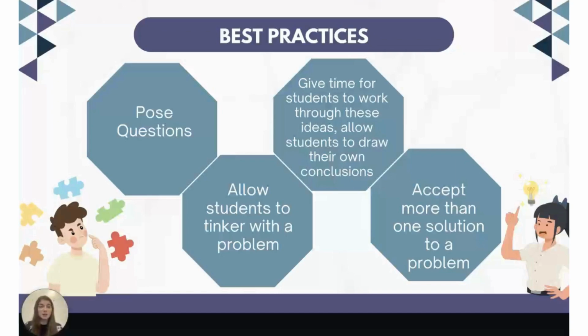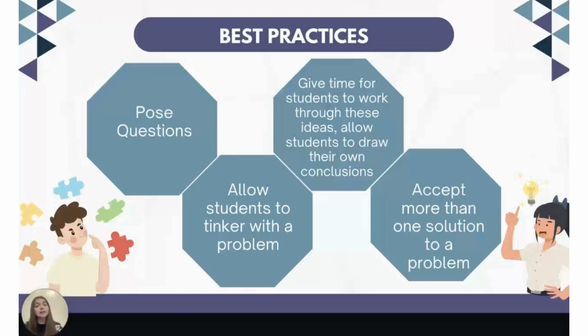I know something I struggle with as a teacher is when I see my students struggling with something or not understanding, my reaction is to jump right in and tell them the answer. But we want to give them the time to be wrong so that they can learn and process through, how do I find the right answer? How do I get to where I'm trying to go?